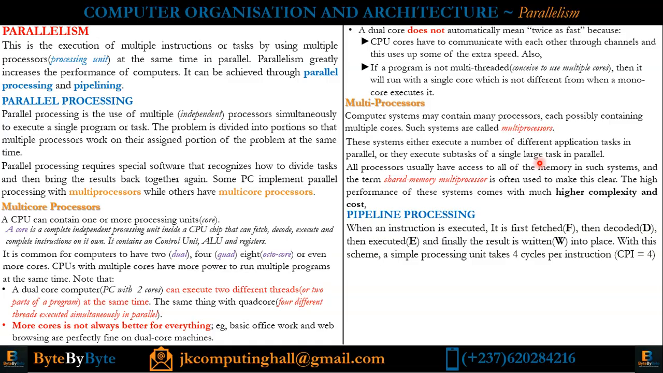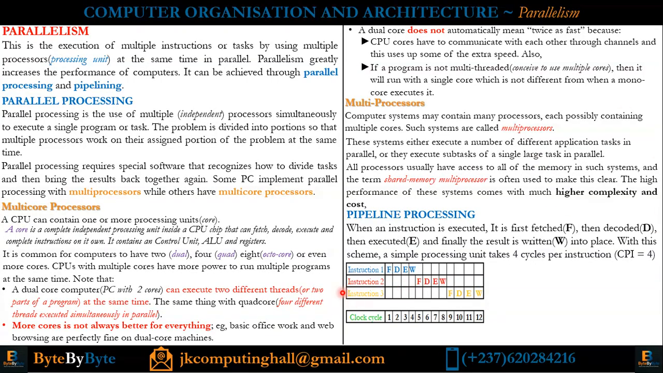Now, let us look at pipeline processing. When an instruction is executed, it is first fetched, then decoded, then executed, and finally the result is written into place, meaning that it is stored. We are going to go deeper into this when we look at the instruction cycle. These are the four principal stages, although the last one is not really necessary. These are the different stages that must be done when an instruction is executed. With this scheme, a simple processing unit takes 4 cycles per instruction, as you can see.